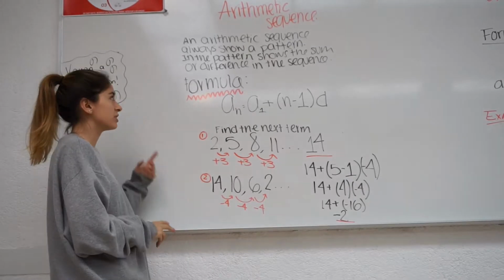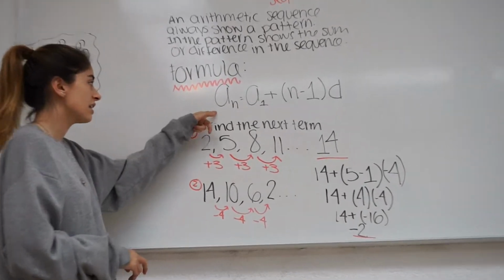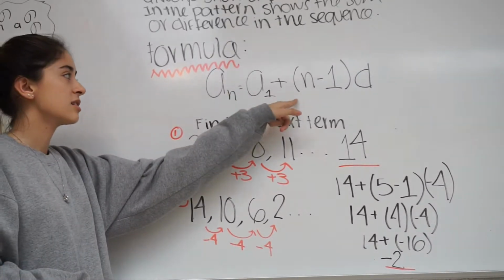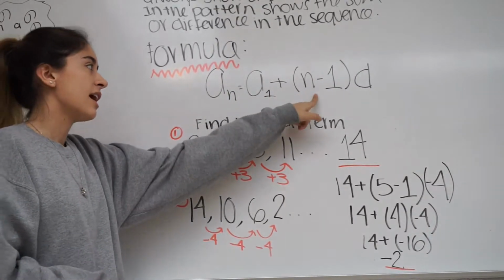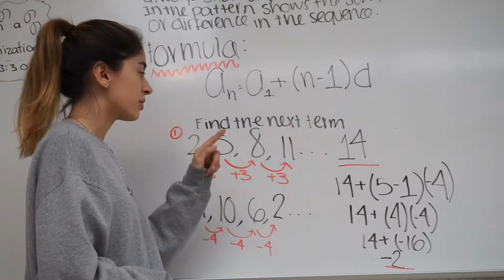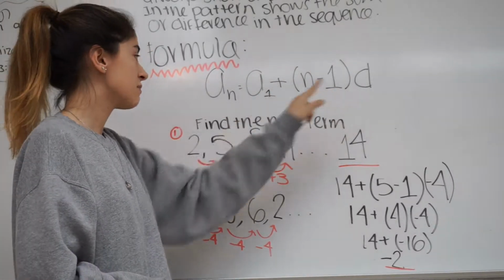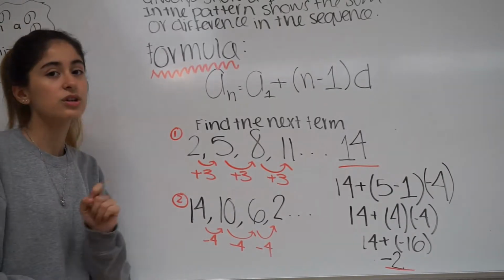The formula for the arithmetic sequence is a_n equals a_1, that is the first term, plus parentheses n, the number of the term, minus 1, parentheses, times the difference between the numbers. And we wrote two examples.